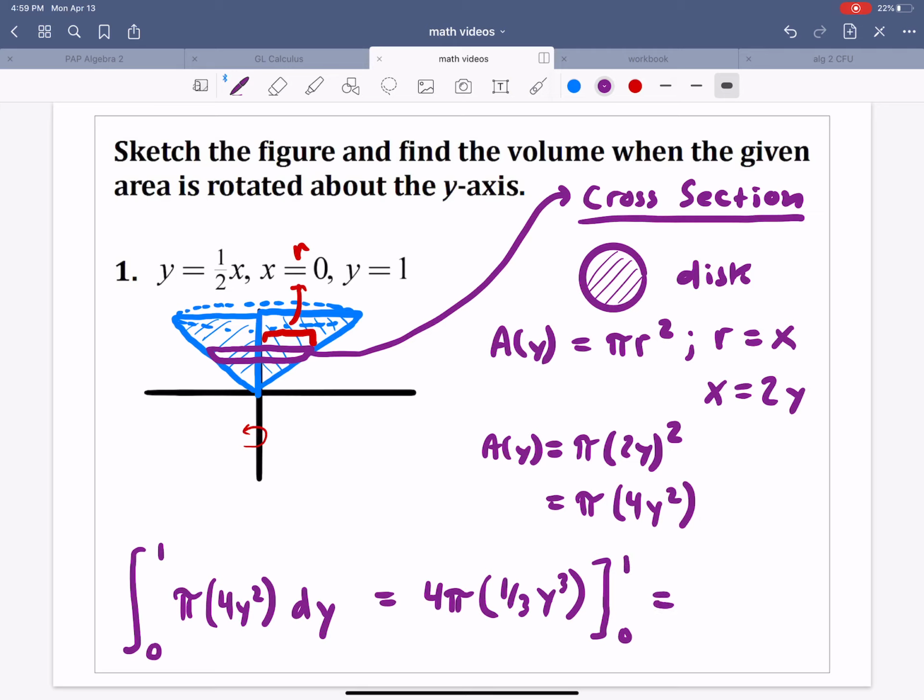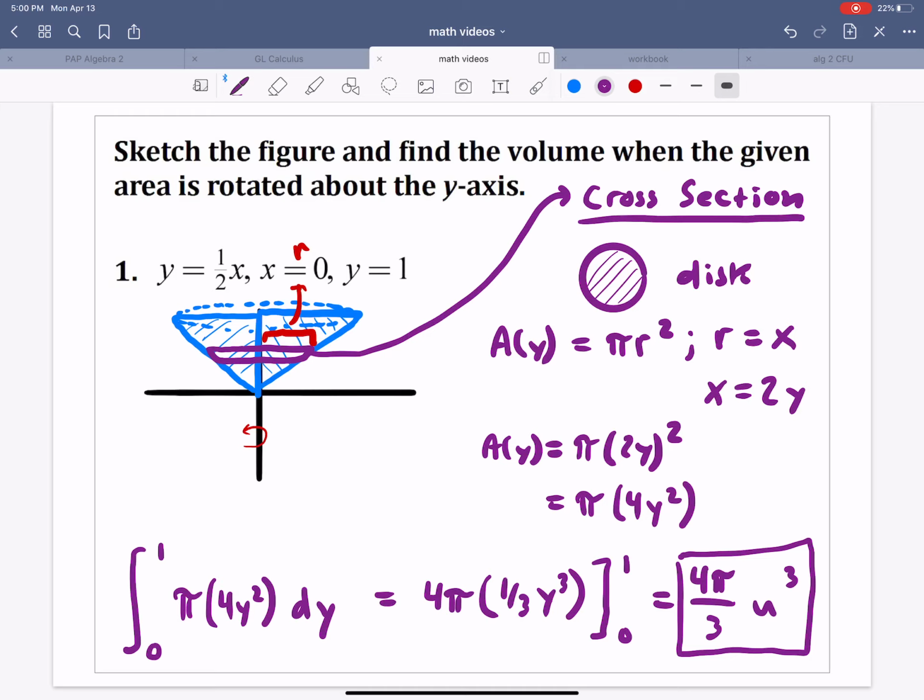So plug a 1 in for every y that you see, get a number, and then plug 0 in for every y that you see, and you're going to subtract those two numbers. So when your lower bound is 0, that's really, really easy, because when you plug 0 in here, you're just going to get 0. So when I plug 1 into this integral, I end up getting 4 pi over 3 units cubed. 4/3 pi units cubed.